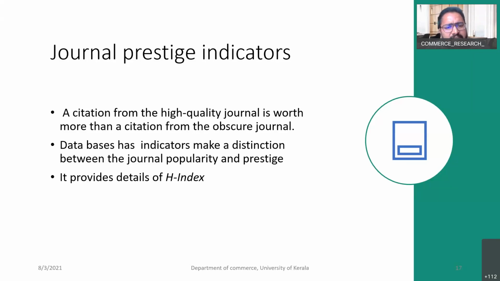The databases, as indicators, make a distinction between journal popularity and prestige. It provides details of the H-index. H-index is an index for calculation of the productivity of an author. So we will get the H-indexes of the most prominent authors of your discipline. If you are doing research in nudging, you will get the most popular authors and you will get the H-index of these authors.